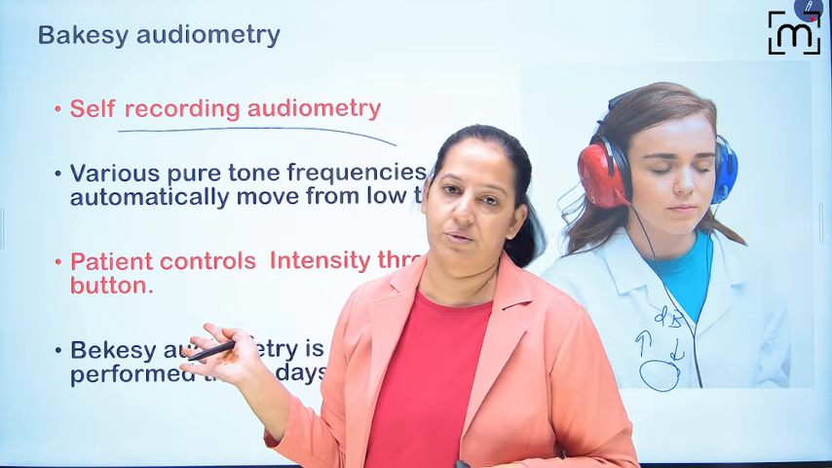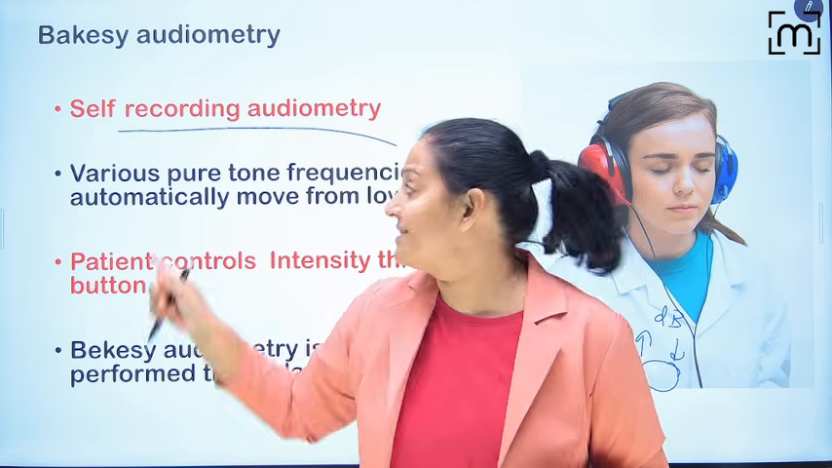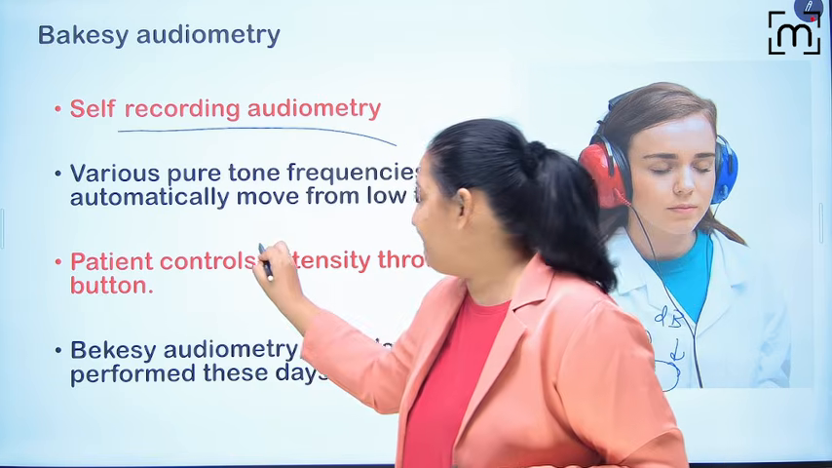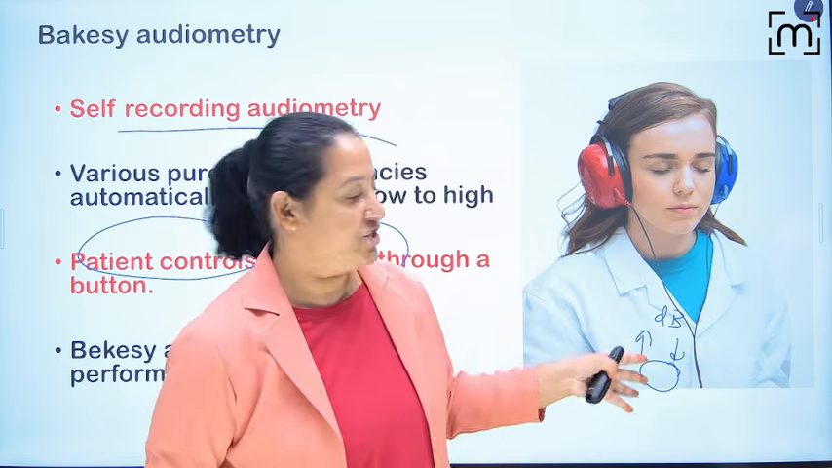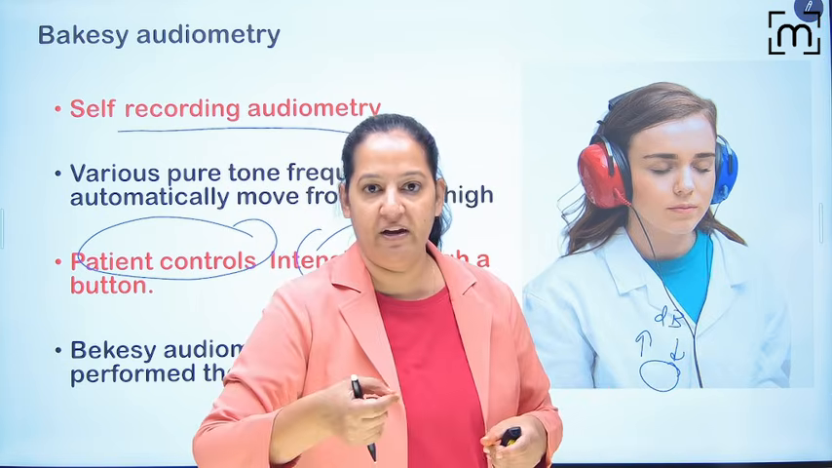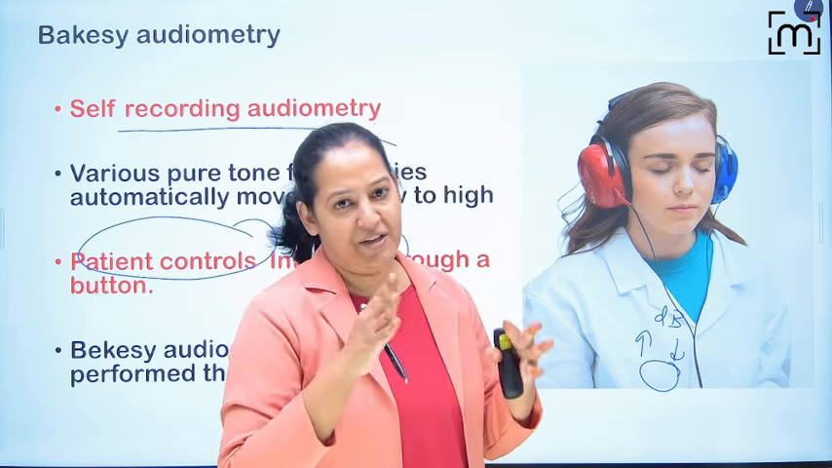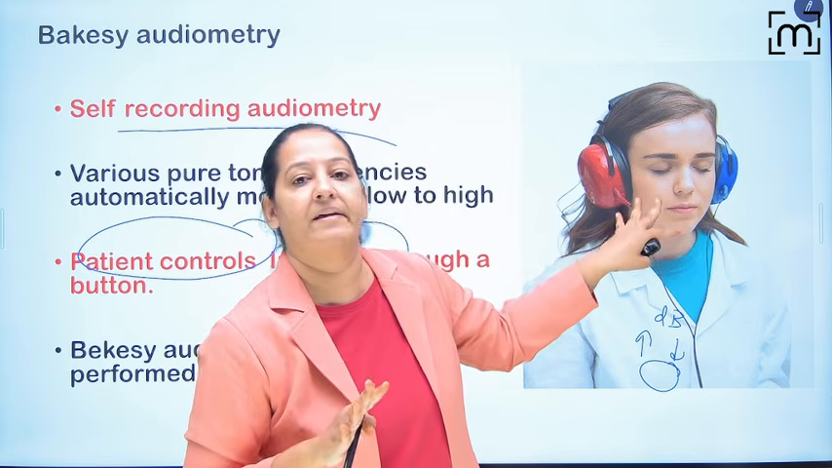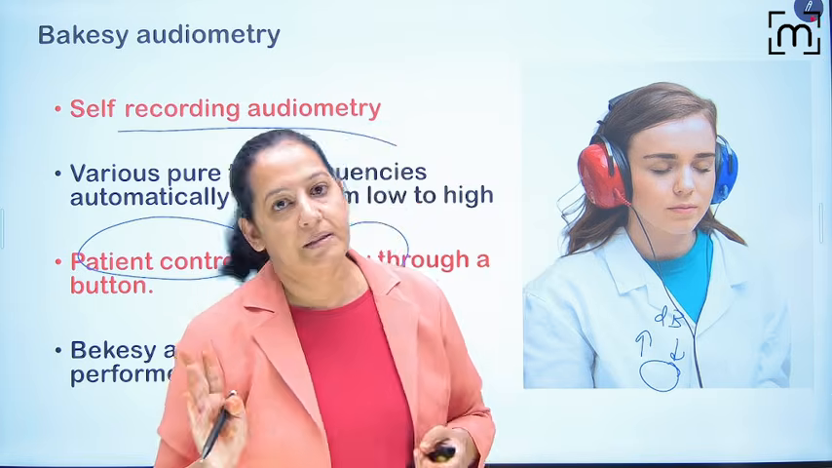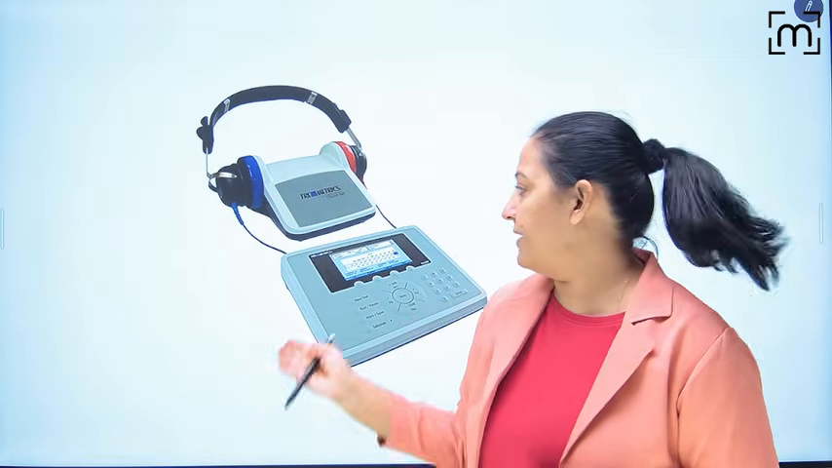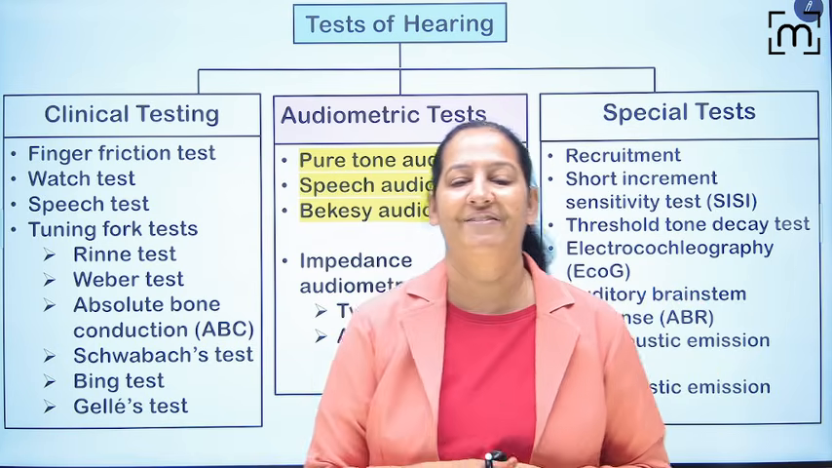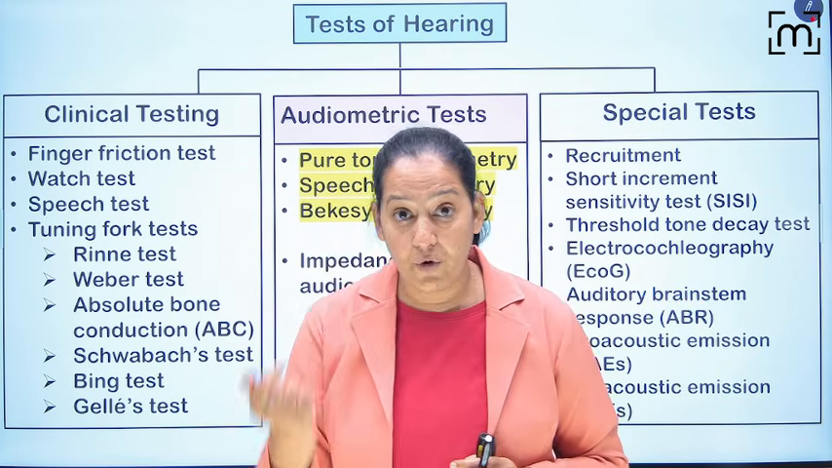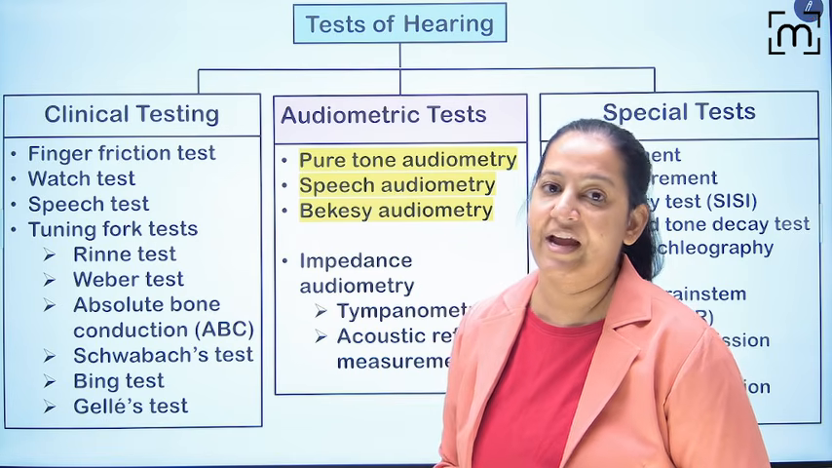Okay, but it is not used nowadays. This is known as Békésy. It is self-recording audiometry. The patient controls the intensity through a button. I will give the button to the patient. The patient will increase, decrease, increase, decrease, and see at minimum what intensity I can hear in my right ear, in my left ear. This is known as Békésy, but not used nowadays. It looks like this. It is self-control audiometry. So we are done with these three audiometry: pure tone audiometry, speech audiometry, and Békésy.